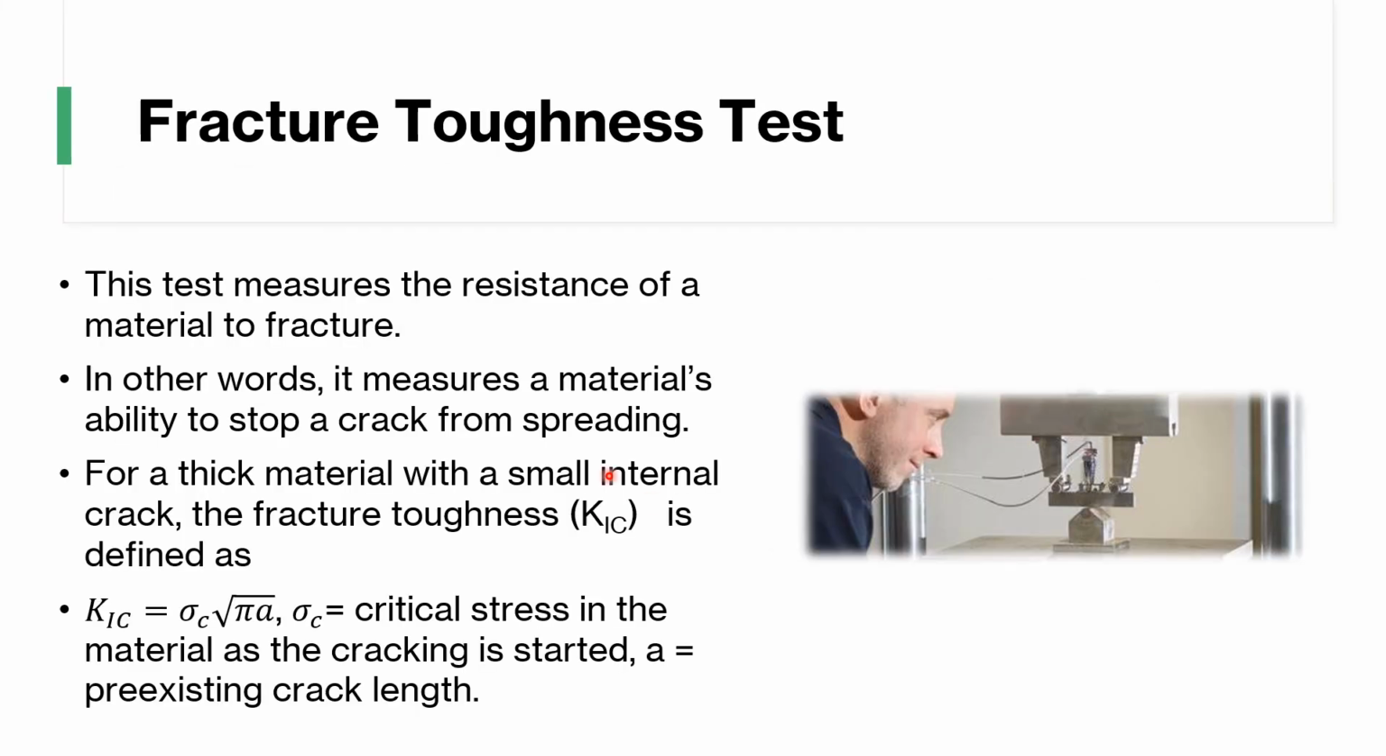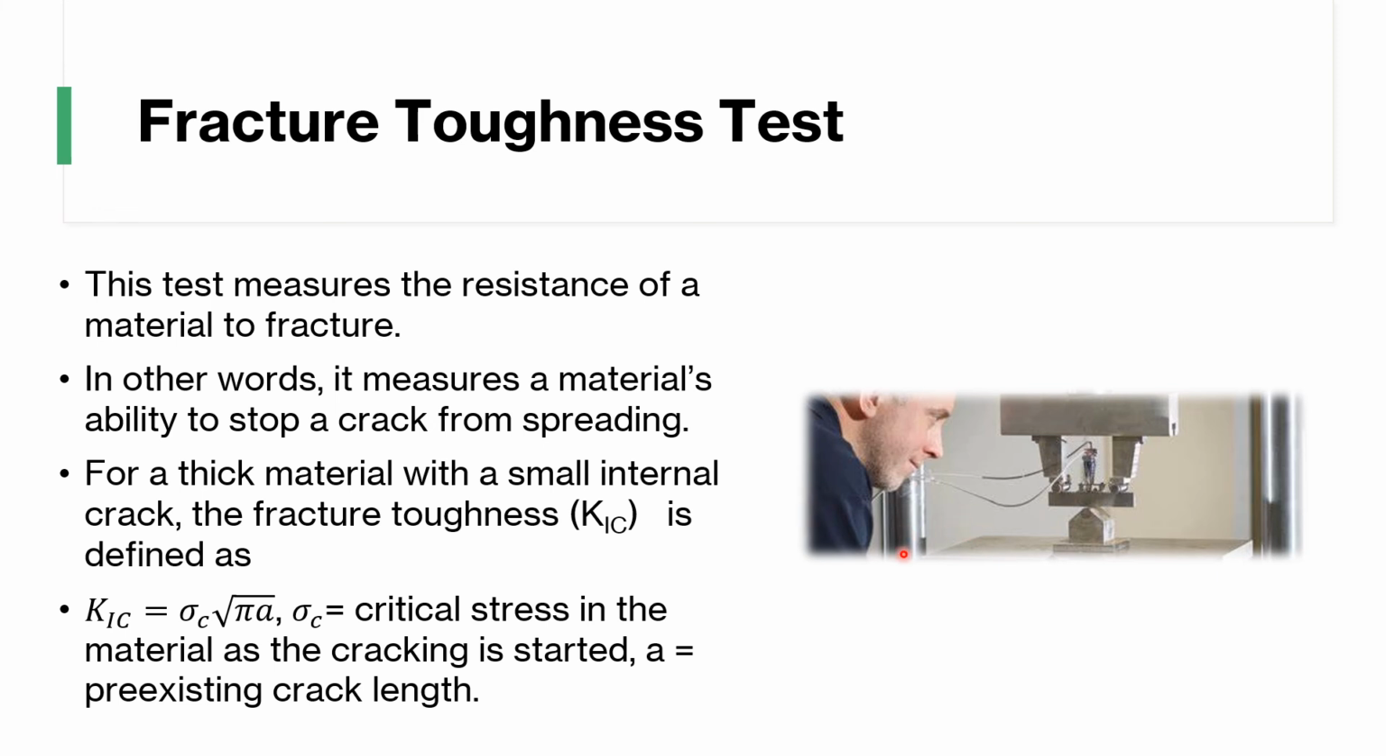The next test is fracture toughness. We have already studied hardness and tensile, and now we're coming into toughness. This test measures the resistance of a material to fracture. In other words, it measures a material's ability to stop a crack from spreading.